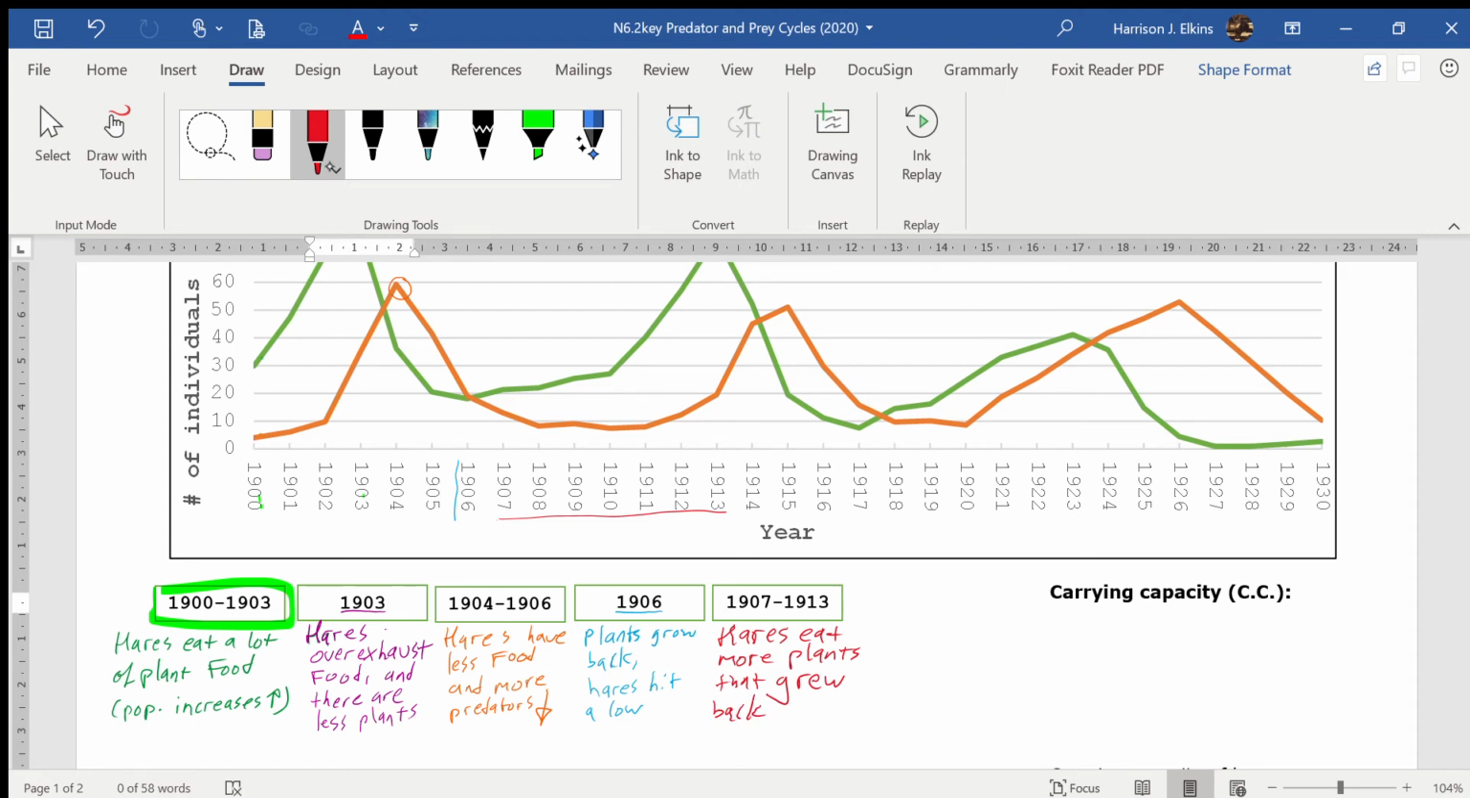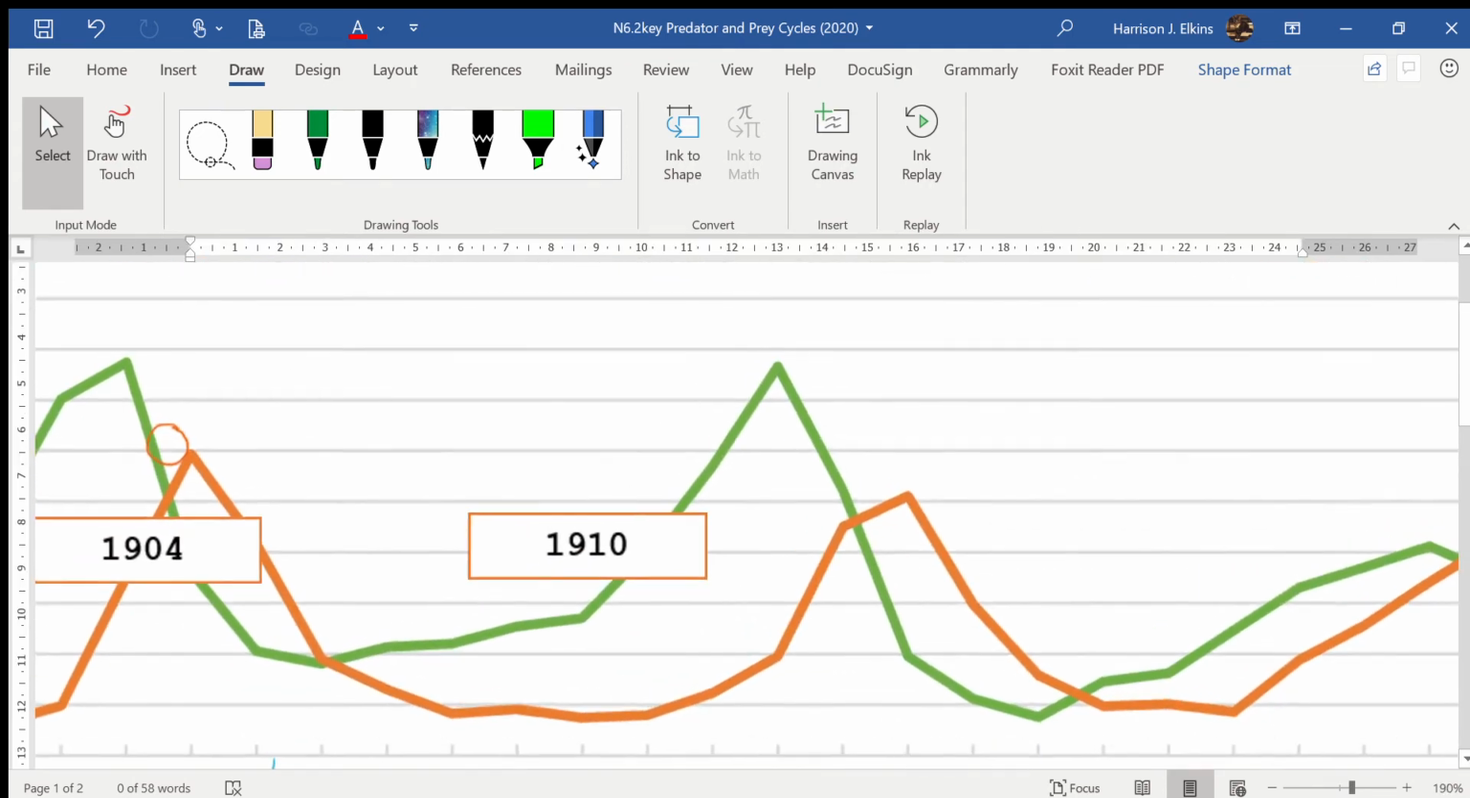If we could draw the plants here, let's draw the plants. You see them increasing and decreasing while the hares are doing the opposite. So they're kind of doing this right here. Right? So that cycle is going to continue, because what we see happening again is those hares.